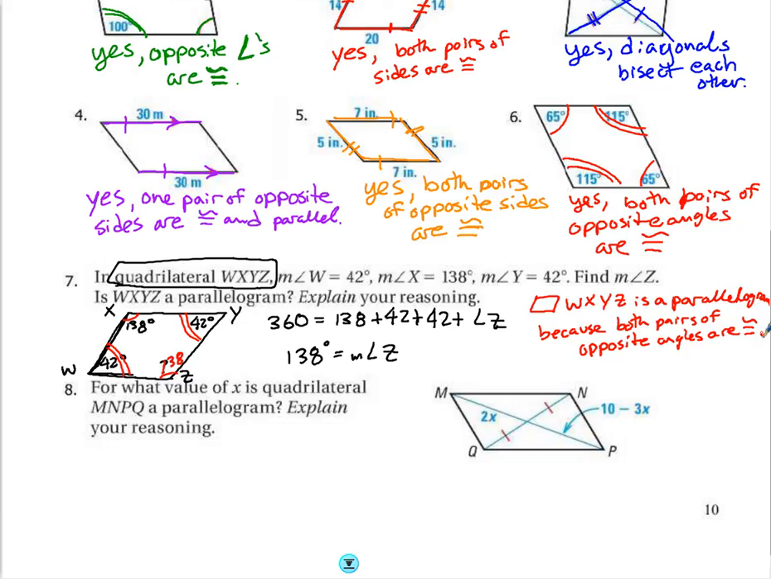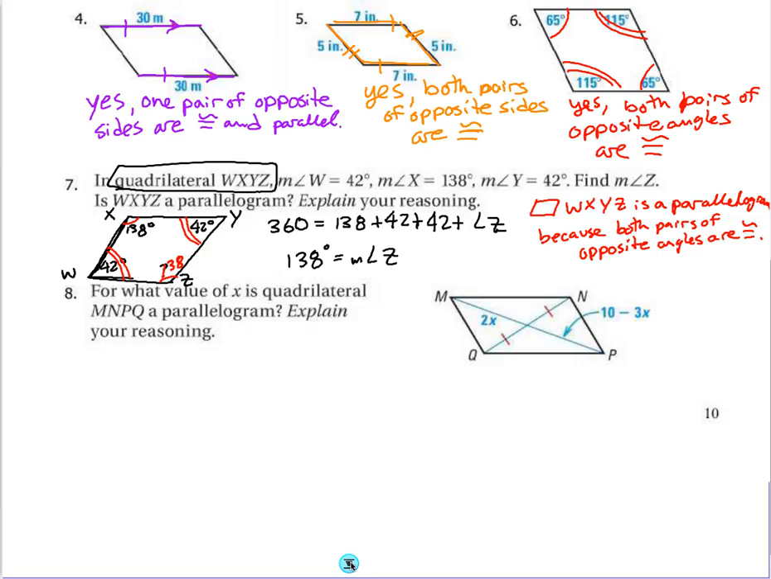Looking at our last example here for number 8, for what value of x is this quadrilateral MNPQ a parallelogram? We need to find the value of x which is going to make this quadrilateral a parallelogram. So when I look at the pieces that are given to me, they tell me that this segment is congruent to this segment, and they tell me that this segment right here is equal to 2x, while the other half of that diagonal is 10 minus 3x. So since they're giving me the diagonals NP and QN, it looks like they're trying to prove that this is a parallelogram because the diagonals bisect each other.